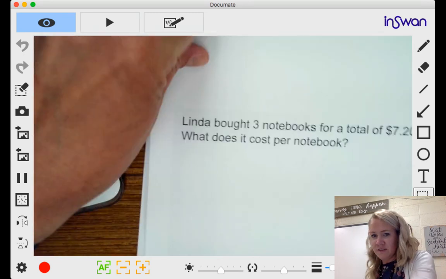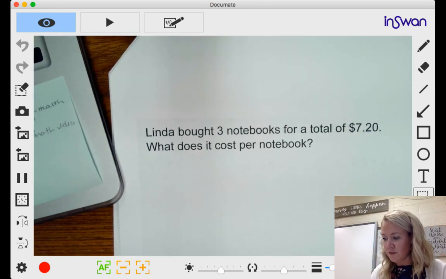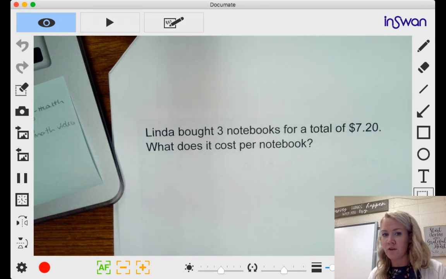So here's another similar problem. The problem here we have is Linda bought 3 notebooks for a total of $7.20. How much did it cost per notebook? So this was the total for all 3. I want to find out what just one of them cost. So I'll have to do some division here. I would encourage you to pause and try to solve this one on your own, and then hit play to see my work.